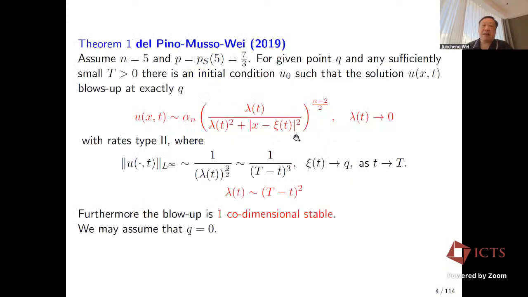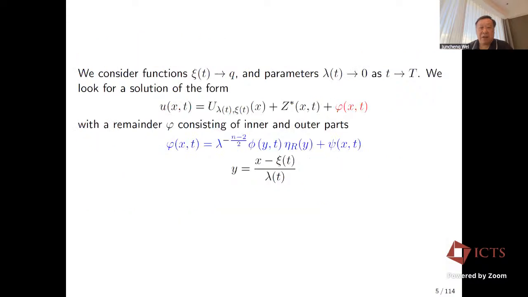And we take dimension 5, and so p is 7 over 3. And we construct a blob solution with this blob profile, with this scaling parameter. And we achieve this by the inner-outer GUI. So let me just go over this again.